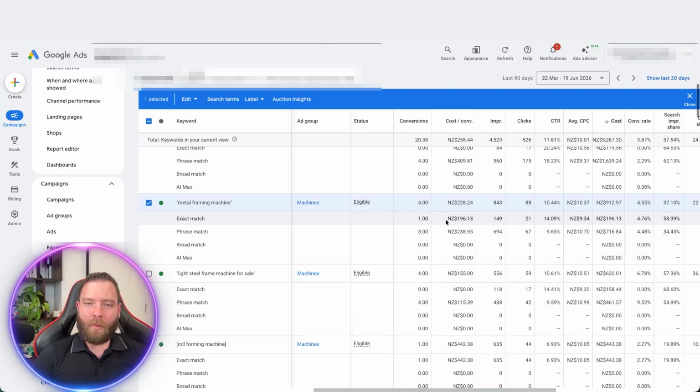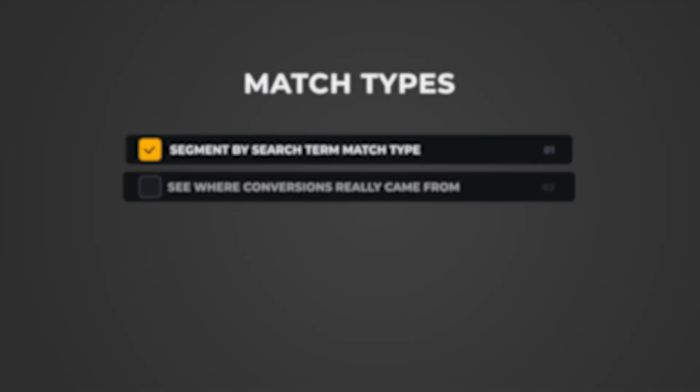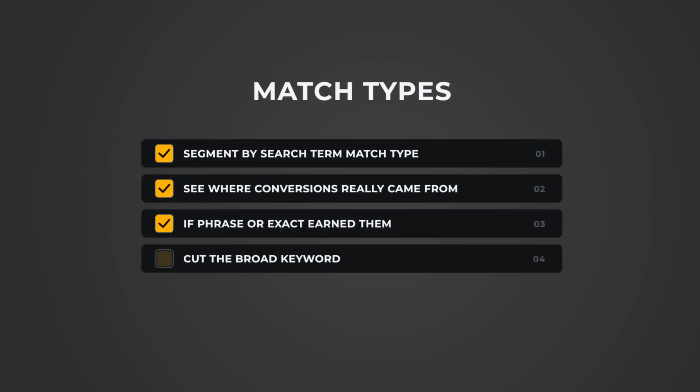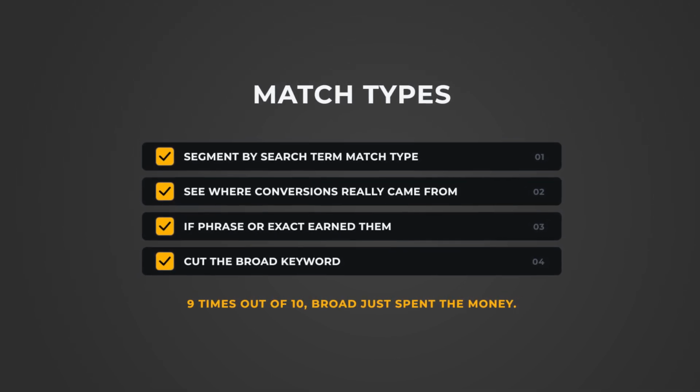But if you want to check whether your broad keywords are actually producing the results that you think, or if it's just the phrase version of them, you want to make sure that you go into segmentation by search term, and you'll see that the results are probably aligned to phrase and exact.